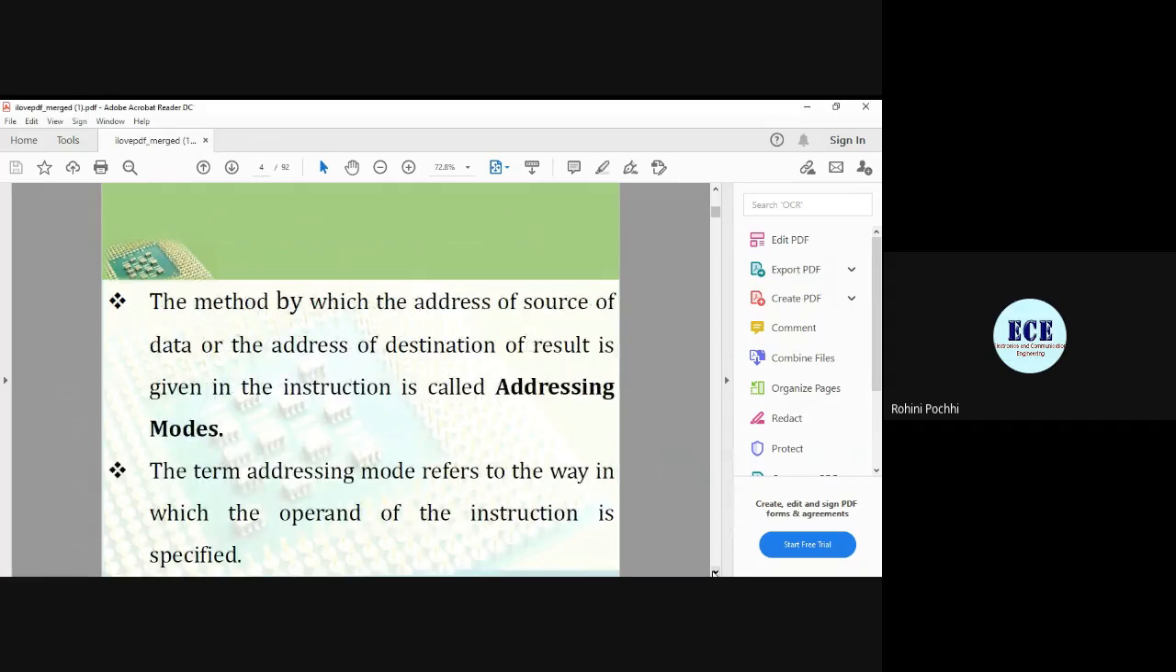The method by which the address of the source of data or the address of the destination of the result is given in the instruction is called the addressing mode. In addressing modes, what we want is that the address of the source and the address of the destination are known to us to execute the instruction.